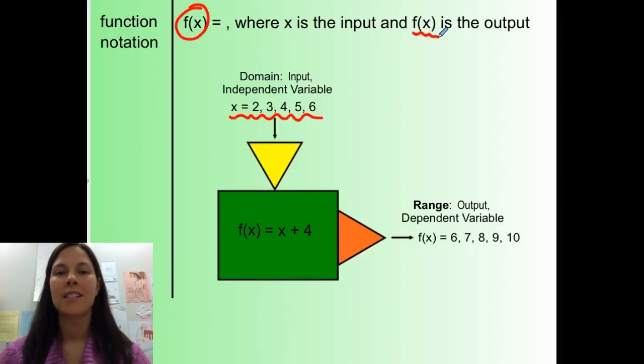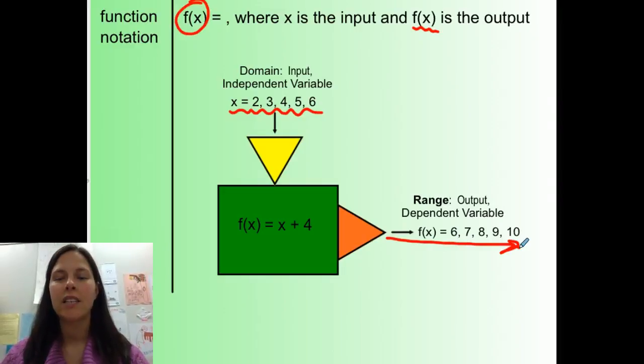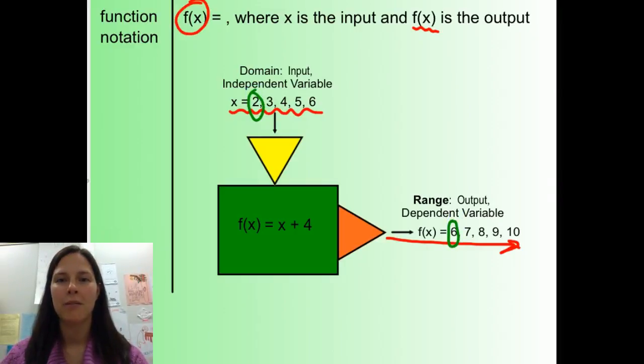F of x is simply replacing y in the equation. It just means what's coming out of the function for an answer. So you can see if we drop x into this function, and the function says add 4 to your x value, when x is 2, we add that 4 to it and we get 6 for our output. So that would be represented by f of x. Hopefully after we run through an example, this will make a little bit more sense too.